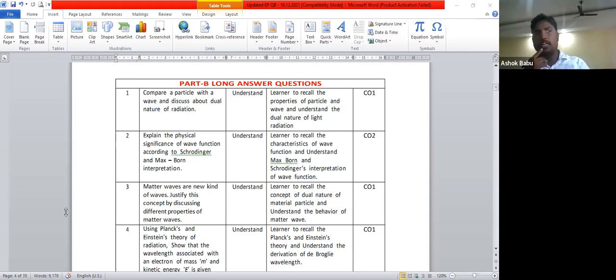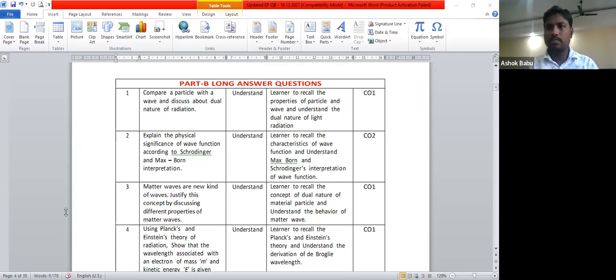Only dual nature of radiation, and what else? How can you discuss the dual nature of radiation when the question is asked in your examination? Dual nature means wave nature and particle nature, sir. How can you explain the wave nature and particle nature?